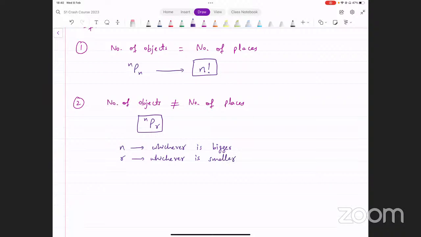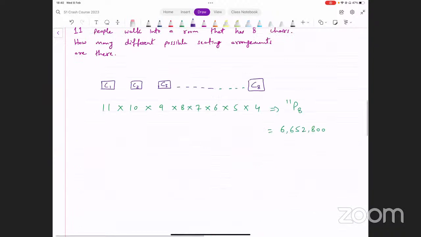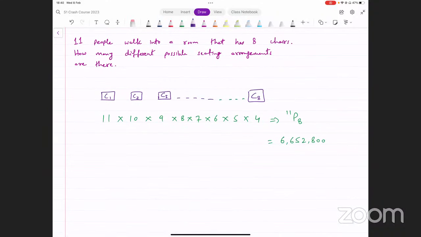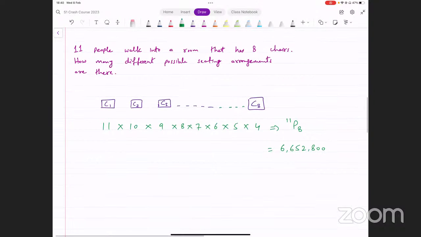So that's exactly what we did in this earlier example. We had 11 people that walked into a room that had 8 chairs. We said it should be 11P8 because the number of people was bigger than the number of places. We took 11 at the top here and 8 at the bottom here.